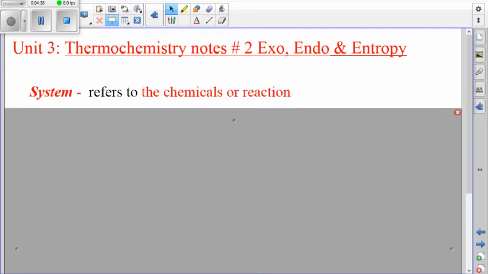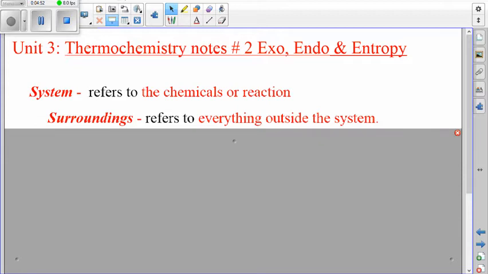Now, we've got to talk about what it means to be part of the system. The system refers to the chemicals or the reaction. And the surroundings would be everything outside of the system. So everything is either part of the system or the surroundings. I would like to say that these are the most important terms of today. You must be able to understand these two. Now these are just descriptions. The system in one situation may not be the system in another. It's all relative. But these are very important.